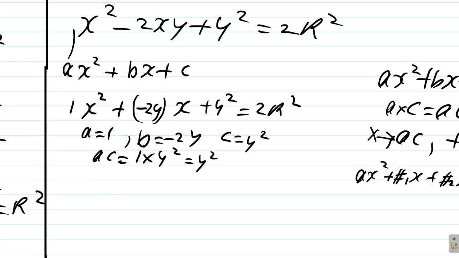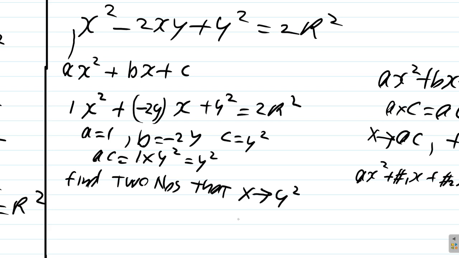So let me make a note of that. We're going to find two numbers that multiply, let's do the multiply first, that multiply to give y squared, and that add to give B, where B is negative 2y.